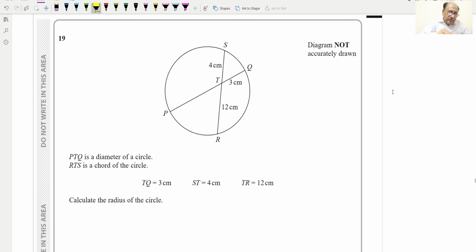Question number 19. Diagram is not accurately drawn. PTQ is the diameter of the circle, and RTS is a chord. RTS is this one, which is the chord. So if I change the color for your understanding, this is basically the chord. Now TQ is equal to 3, which is given, ST is equal to 4, and TR is equal to 12.